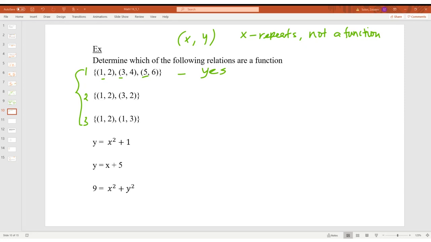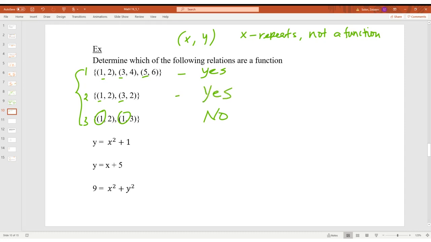Three is not a function. Excellent. Very good. So if you see here, this one repeats. So this is not a function. This one, it doesn't repeat. So we have 1 and 3. So this is a function.